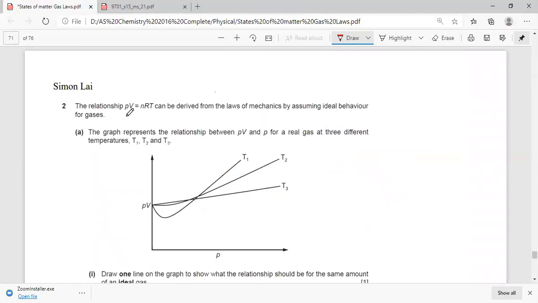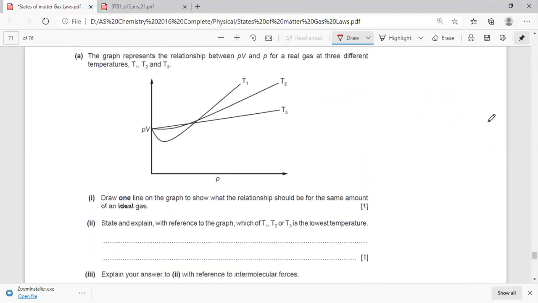Okay, the relationship between P versus NRT. Now, why P versus NRT? It means that this equation here is for ideal gas. That means that for ideal conditions, and derived from the mechanics and so on. The graph represents the relationship between P versus NRT. Okay, now, right? At three different temperatures, T1 to T3. All right? Right, now here, see they all are deviating.